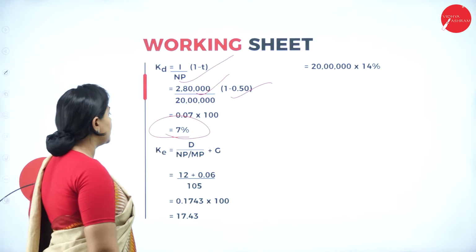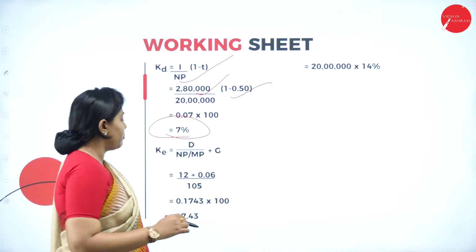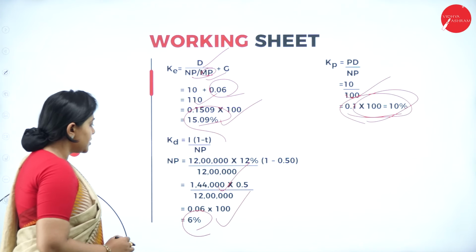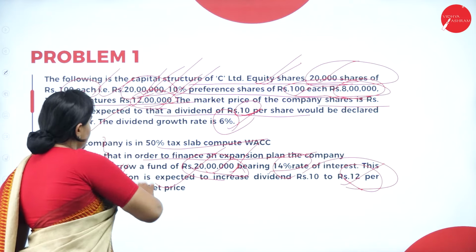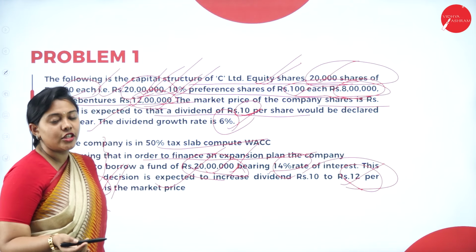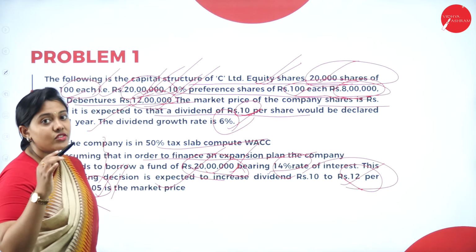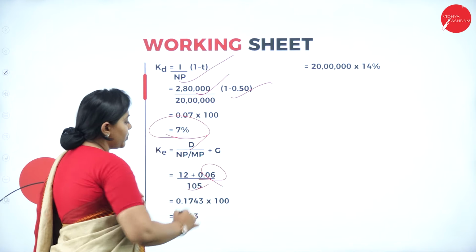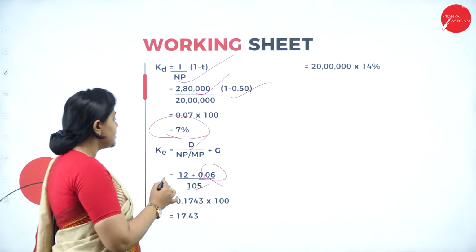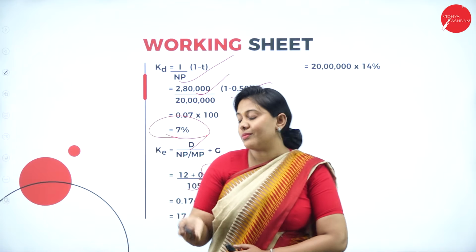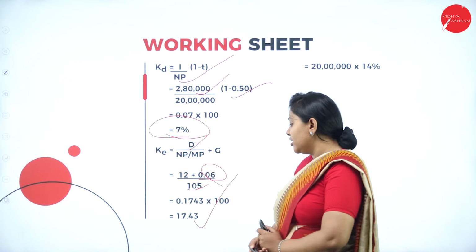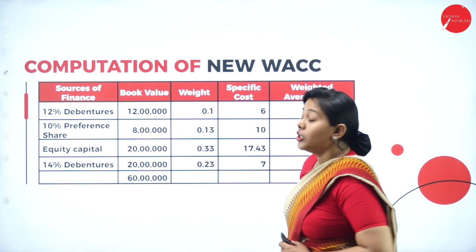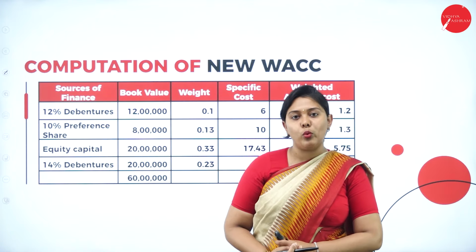Next, we need to calculate the cost of equity. As I have mentioned, dividend is 12 rupees. Since we have changes in the net proceeds, that is your market price given in the question. So, market price we are considering 105. Growth rate is similar. So, 12 divided by 105 plus 0.06. If you calculate, you will get the answer 70.43. Now, calculate the computation of new WACC.